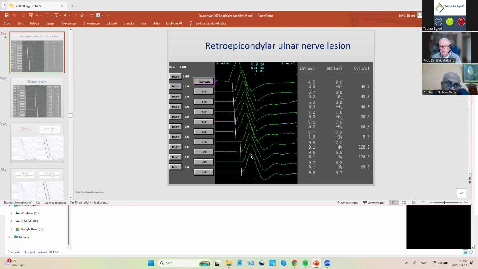Neurophysiology is very good, but here we also had good help from the ultrasound technique. Yes, yes, sure.